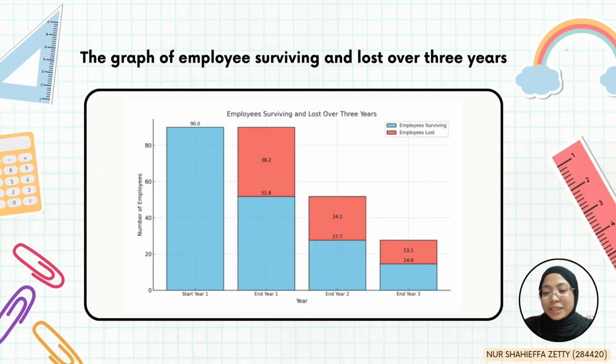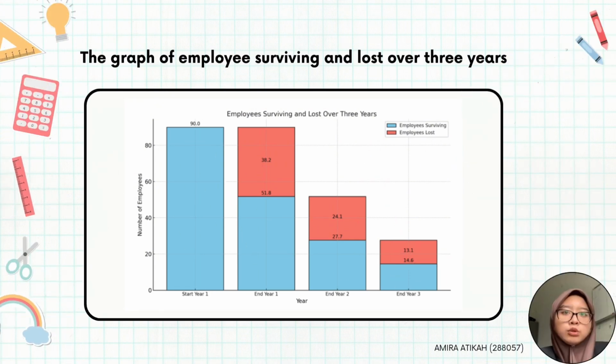Okay, this is a graph that we generate based on the table from the previous slide, where it represents the number of employees reaching retirement over the 3 years and also the number of employees lost over the 3 years. Based on this graph, it shows how the number of employees changes over 3 years. The blue bar shows how many employees stay at the end of each year, while the red bar shows how many leave during the year. Together, the blue and red bars represent the total number of employees at the start of each year.